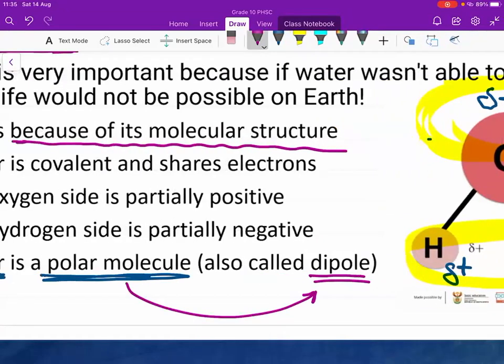Di means two, so dipole simply means that there are 2 poles.